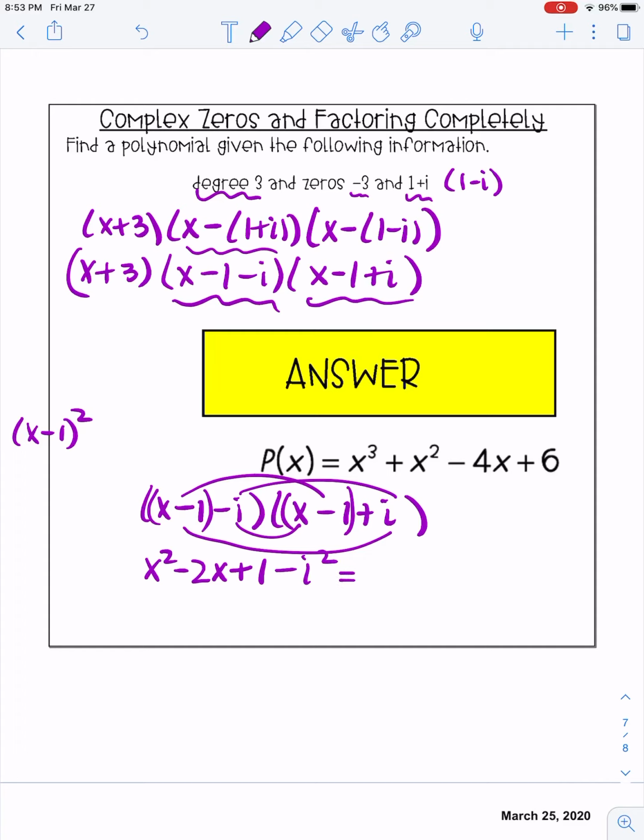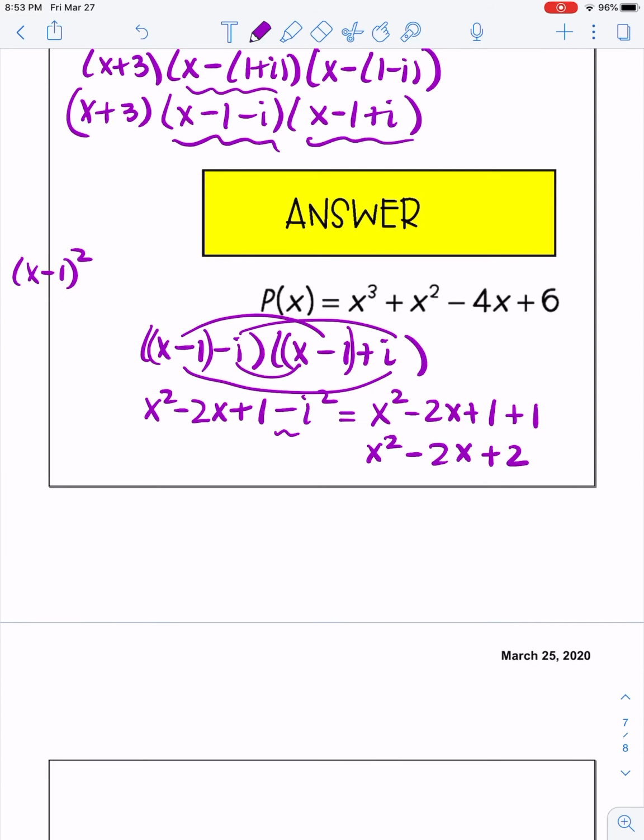So that's going to give me x squared minus 2x plus 1. And then negative i squared is negative times negative 1, which is positive 1, and that's going to give me x squared minus 2x plus 2. Okay. So now I have to go back and multiply that times my x plus 3.